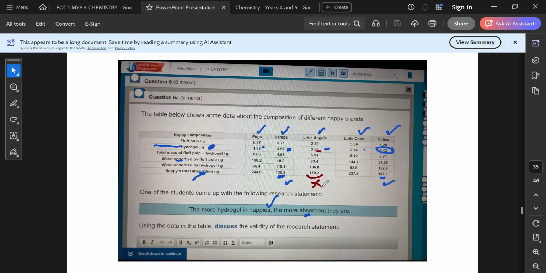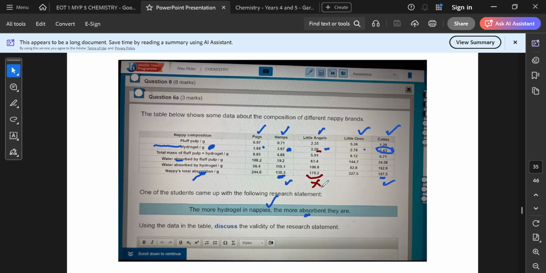Are we rejecting it or accepting it? Finally, that's right. We are rejecting the statement. The statement is fully wrong: the more hydrogel in nappies, the more absorbent they are.